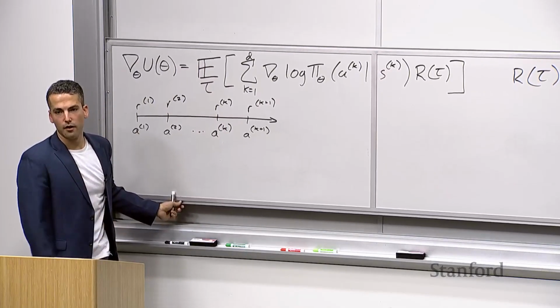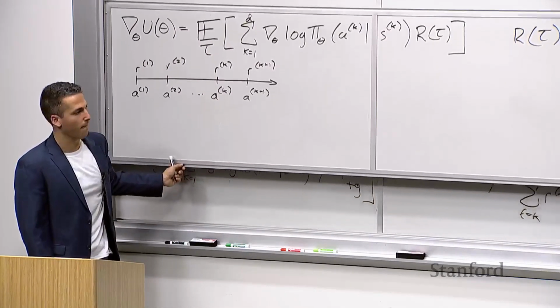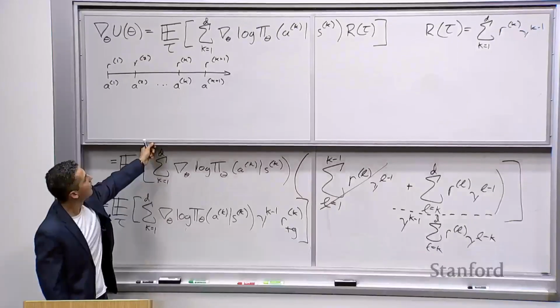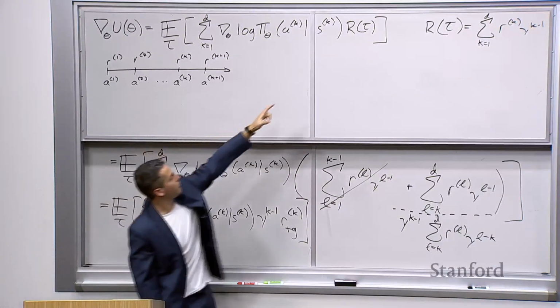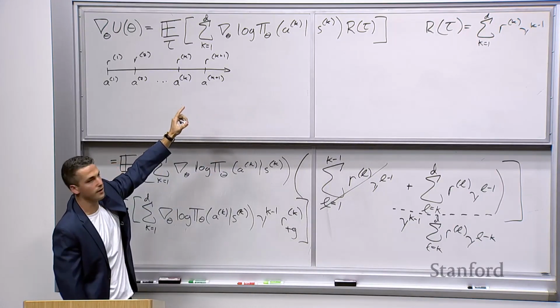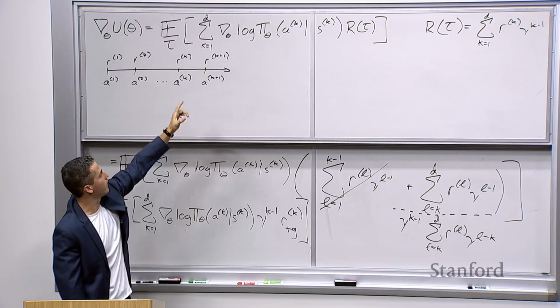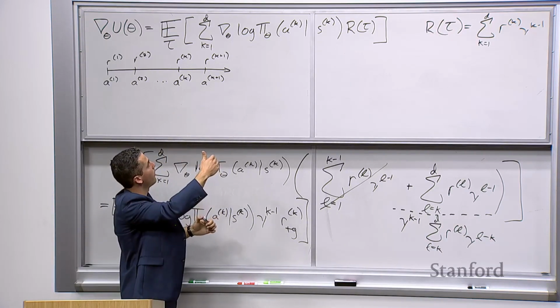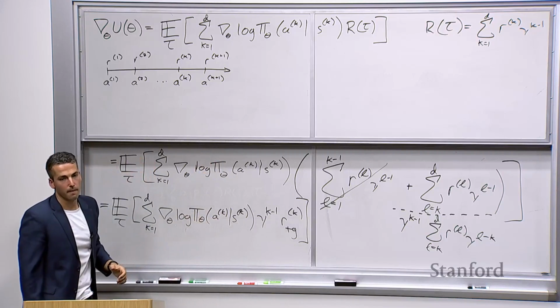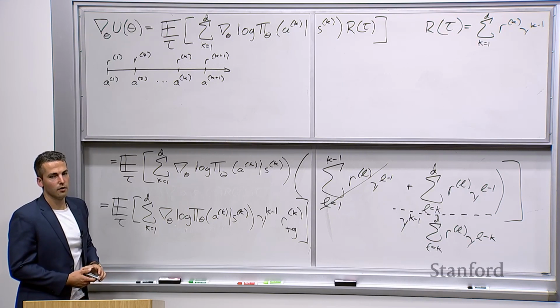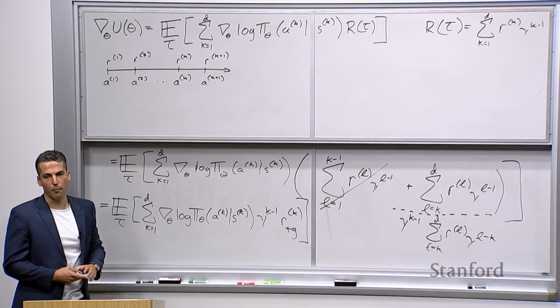Yes? Before we apply the reward to gamma, does the reward term sit inside the summation? Oh, this term here. Yes, it's weighting each of those actions in the sum there. Each of those actions, we're multiplying by this when we're doing the sum k equals 1 to d. Does that answer your question?